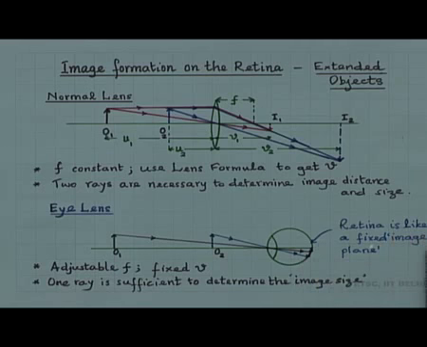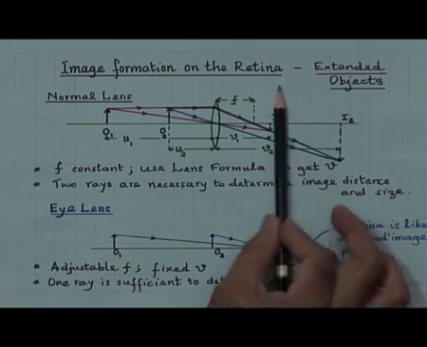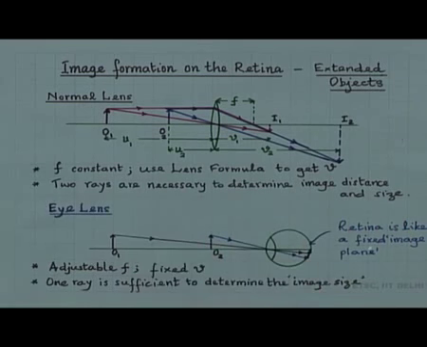The retina is like a fixed image plane. Here, for the normal lens, the image plane varies depending on the position of the object, but in the eye the image plane is fixed, and what varies is the focal length of the lens, which is adjustable.